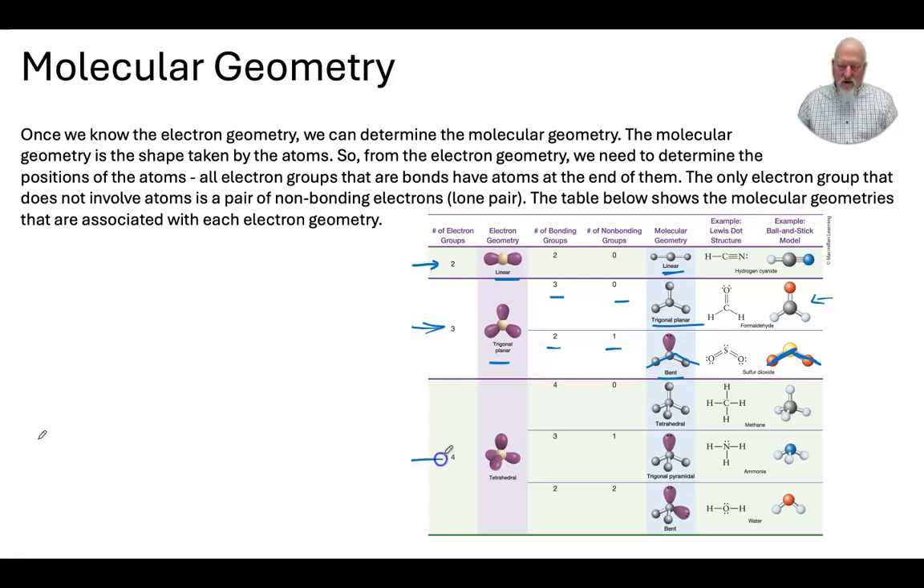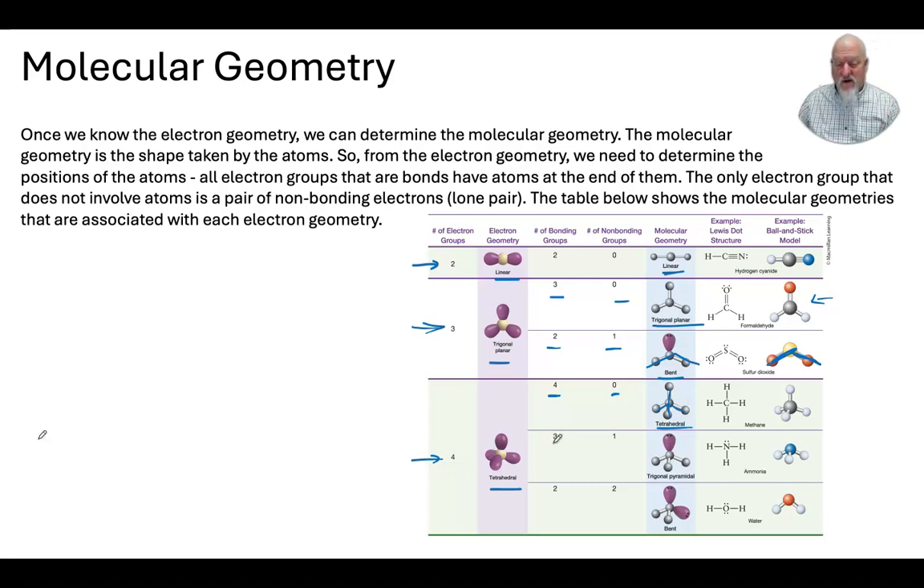One more step. If I go to 4 total electron groups around the central atom, that will be a tetrahedral electron geometry, because there are 4 electron groups that have to separate themselves around the central atom, and it makes a tetrahedron. If all of those 4 groups are bonding groups, like in methane, CH4, then the molecular geometry is also tetrahedral, because they're all bonds.